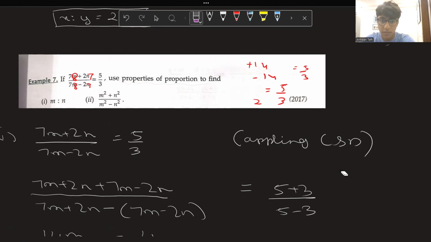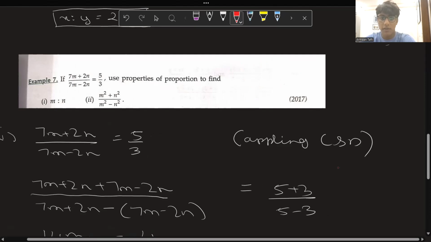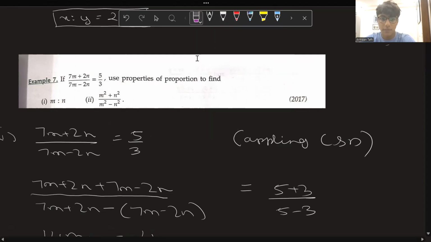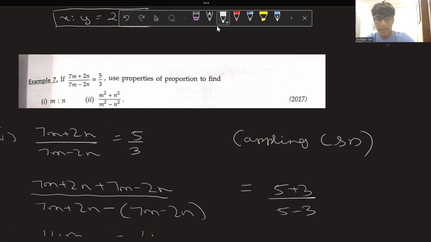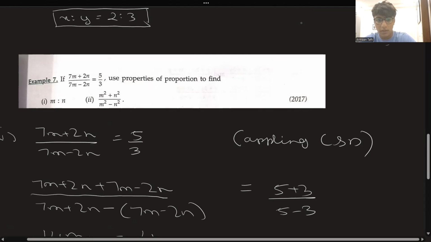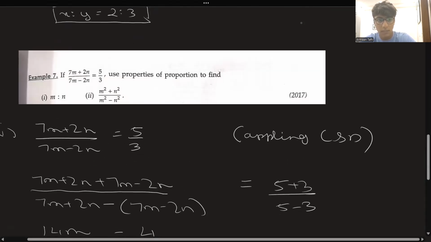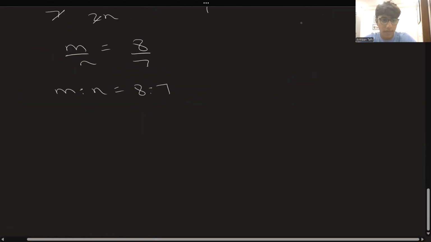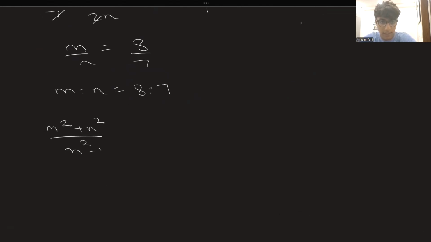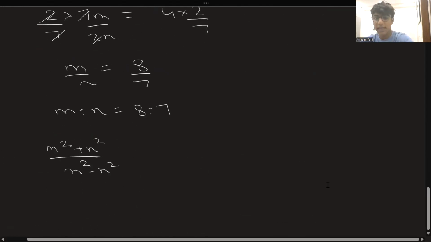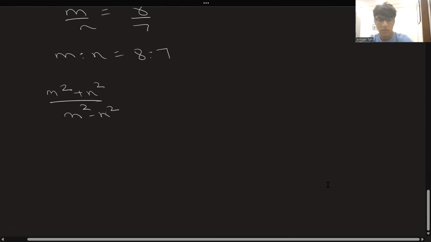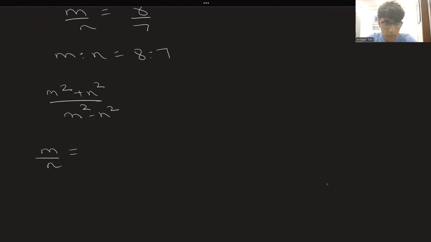Let me just erase this bit. Okay. Now the next part is find the value of m square plus n square by m square minus n square. So we have to find m square plus n square by m square minus n square. We find the value of this, okay? Right? So now over here, we know that m is to n is equal to 8 by 7, right? M is to n equals to 8 by 7.